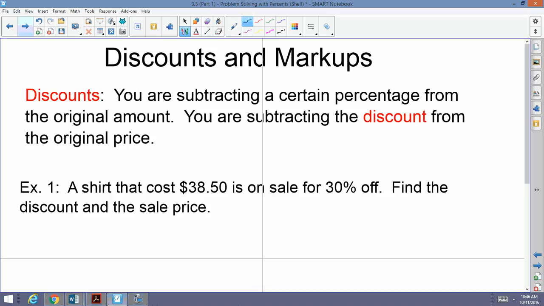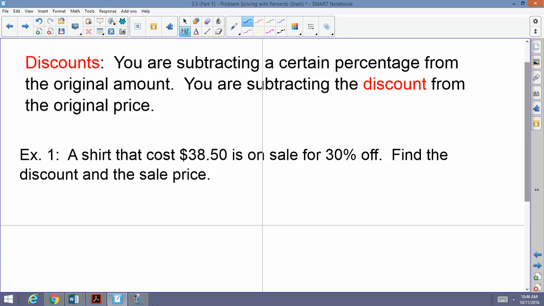All right, now discounts and markups. Okay, this is where logic has to come into play, guys. When you have a discount, you are subtracting a certain percentage from the original amount. You are subtracting the discount from the original price. So what happens here?